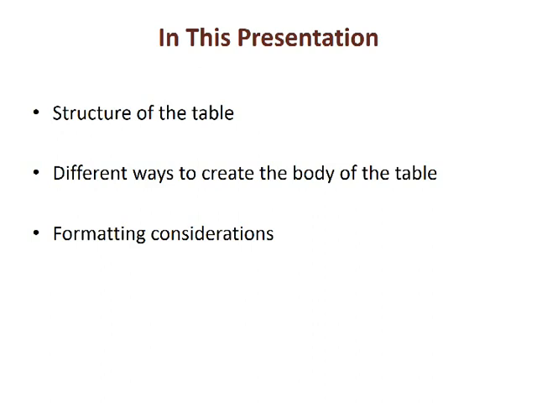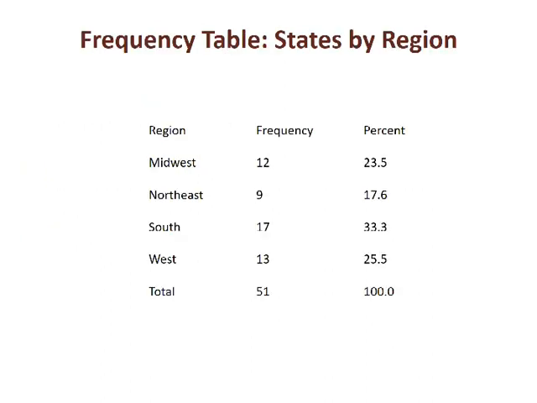In the presentation, we review the structure of the table, different ways in which the body of the table can be used, and the right way to format the table. As an example, we will be using the frequency table of the number of states by region of the country. The N is 51 because the District of Columbia is included. The data was taken from computer-generated output.